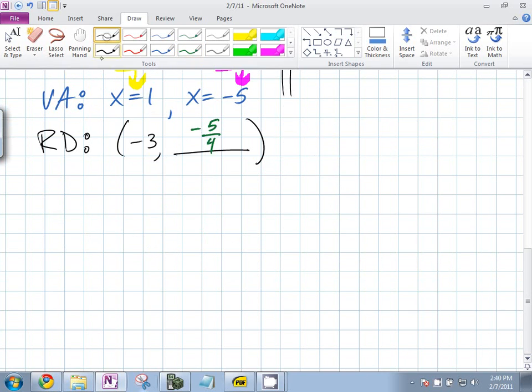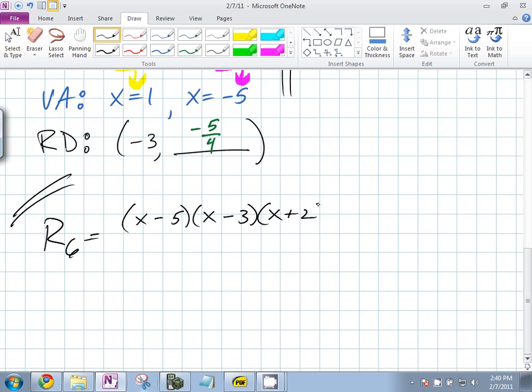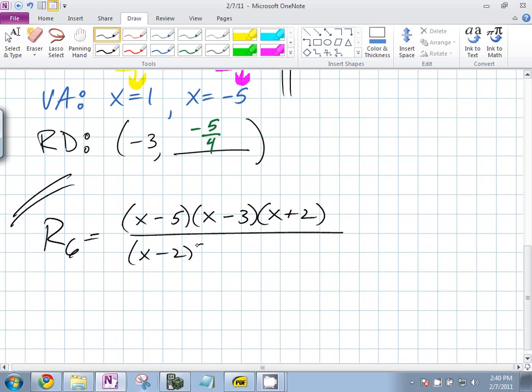Moving on, let's talk about R6. Can someone tell me what the numerator of R6 is? Someone who hasn't spoken yet. Someone new today. Yes, Hector. X minus 5, times x minus 3, times x plus 2, all over... Who wants to do the denominator? Dawan. X minus 2, x plus what? And you guys all found that by using potential rational zeros. Same process over and over again.